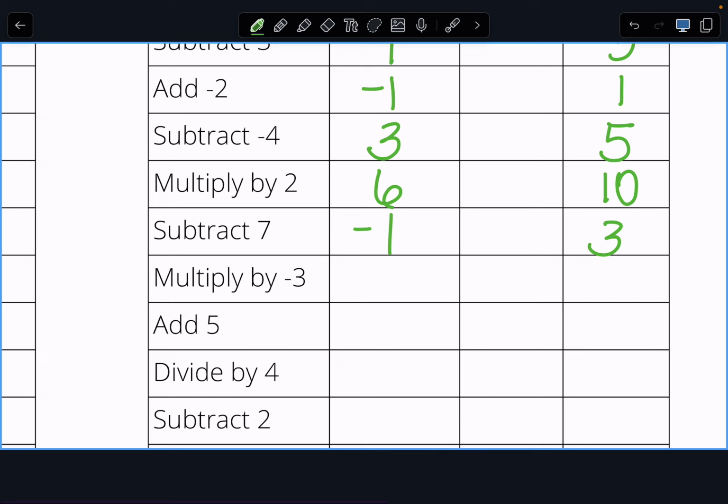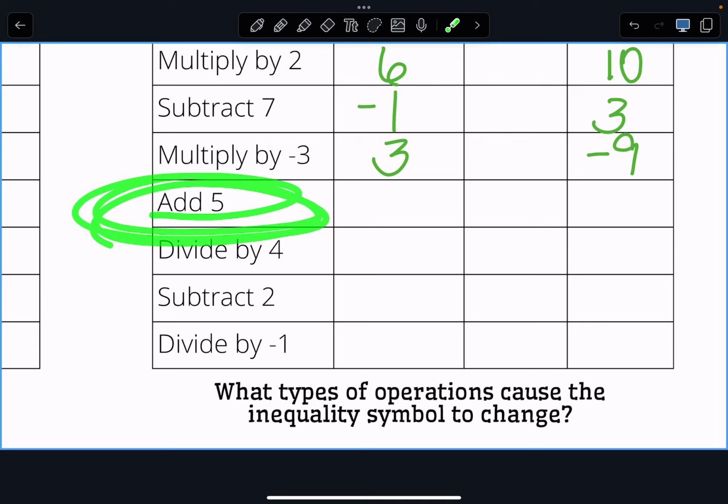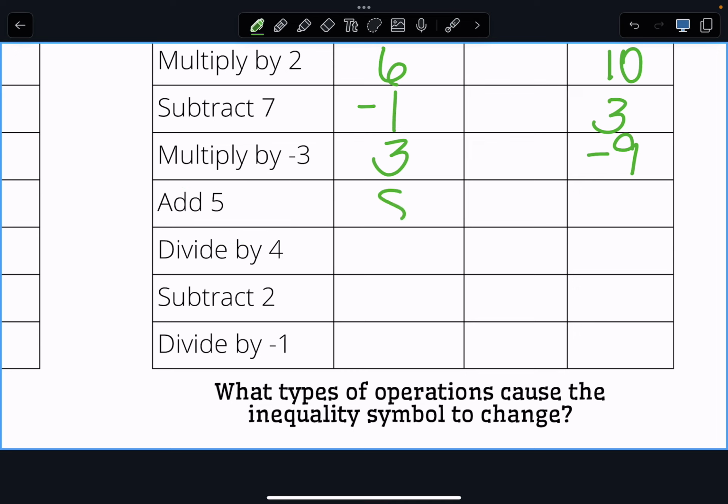Okay, now we're going to multiply by negative 3. So if we multiply by negative 3, what's negative 1 times negative 3? 3. And what's 3 times negative 3? Negative 9. Okay. Now we're going to add 5. 3 plus 5 is 8. Negative 9 plus 5 is negative 4.